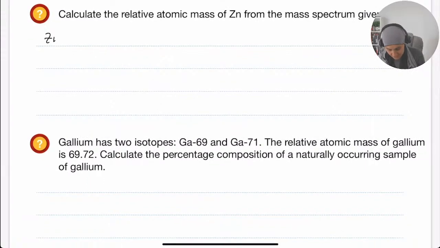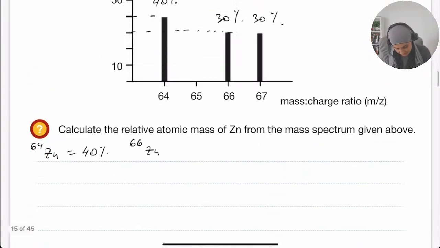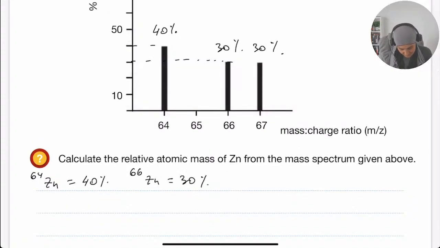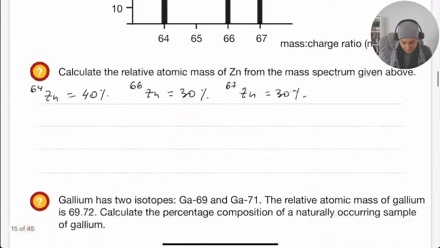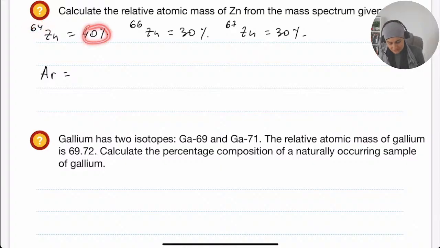Okay, so we have zinc 64. I'll just rewrite it. Zinc 64 with abundance of, was it 40%? And zinc 66, 30%. And zinc 67 is also 30%. Now, how do we calculate relative atomic mass? So relative atomic mass, it's the weighted average of all the isotopes. So essentially what I do is I just multiply mass number by abundance and add them all up. So 64 times 40.